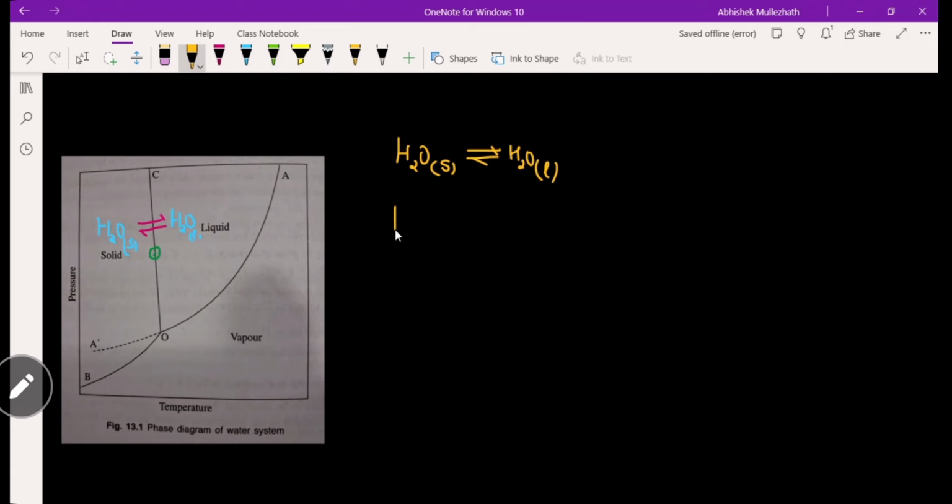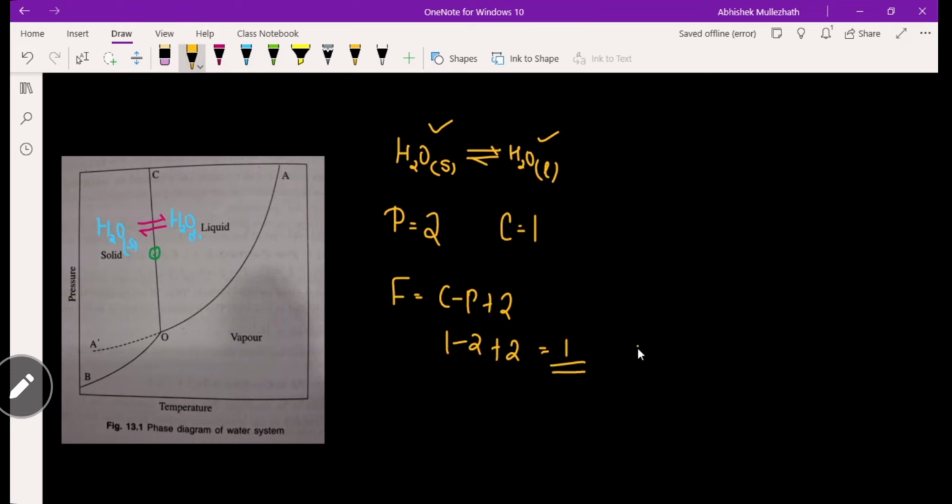So, first of all, you will require the number of phases. Over here you can see the solid ice and the liquid water, so two different phases. Number of phases is 2. Number of components is 1, because only water is present. Now you know the formula for variance: F is equal to C minus P plus 2. So 1 minus 2 plus 2 comes out to be 1. Hence, our system is monovariant in this case.